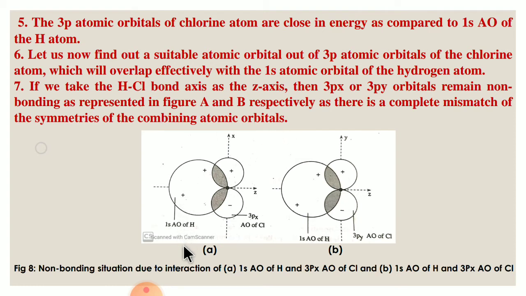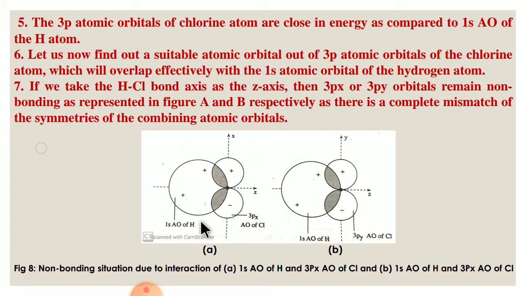Now see figure A, which represents the non-bonding situation due to interaction of the 1s atomic orbital of hydrogen and the 3px atomic orbital of chlorine, and figure B shows the non-bonding situation due to interaction of the 1s atomic orbital of hydrogen and the 3py atomic orbital of chlorine. As we have already seen in points number 6 and 7, here we have considered the z-axis while overlapping the atomic orbital of hydrogen and the atomic orbital of chlorine.